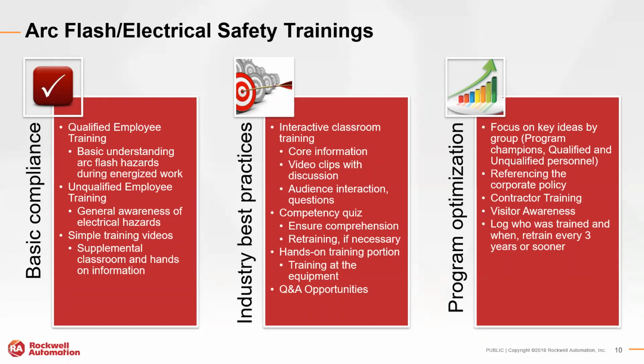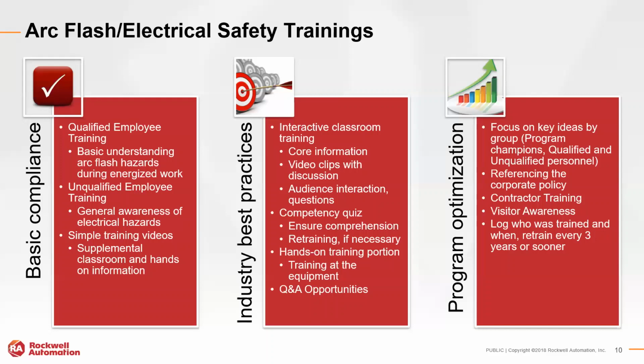And then when we're talking about program optimization, focusing on key ideas by group is a good strategy. So keep the qualified and unqualified personnel training separate. There'll be a lot of content that qualified personnel need to be trained on that's not going to apply to unqualified personnel. Rather than forcing unqualified personnel to sit through a long training, maybe they can be dismissed after their applicable content has been covered, and that'll give the qualified folks more one-on-one interaction with the instructor in a smaller class size. Maybe they'll get more comprehension and more things will stick in that kind of smaller classroom environment.